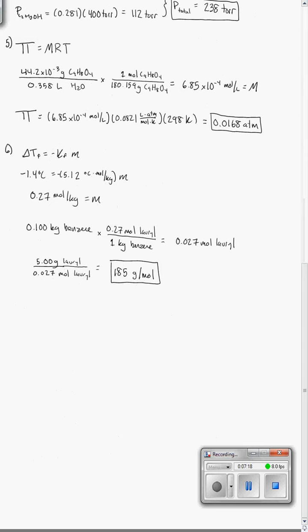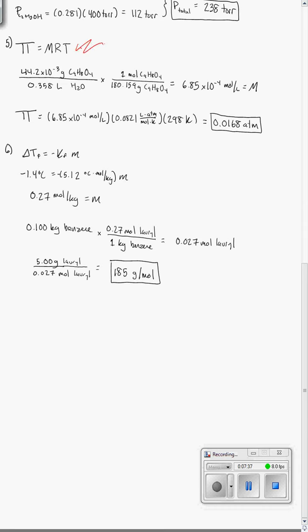Problem number 5 is yet another colligative properties problem that's a little bit more straightforward. We want to know what the osmotic pressure is if we dissolve 44.2 milligrams of aspirin in 358 milliliters of water. This is the formula for calculating our osmotic pressure here.